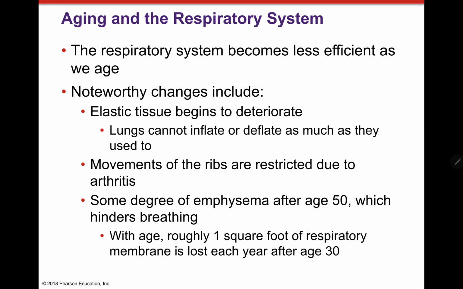And of course, with age, the respiratory system becomes less efficient. Some noteworthy changes: the elastic tissue begins to deteriorate, so the lungs cannot inflate or deflate as much as they used to. The movement of your ribs is restricted, due to arthritis perhaps. Some degree of emphysema happens after age 50, which hinders our breathing. And roughly 1 square foot of respiratory membrane is lost each year after the age of 30.